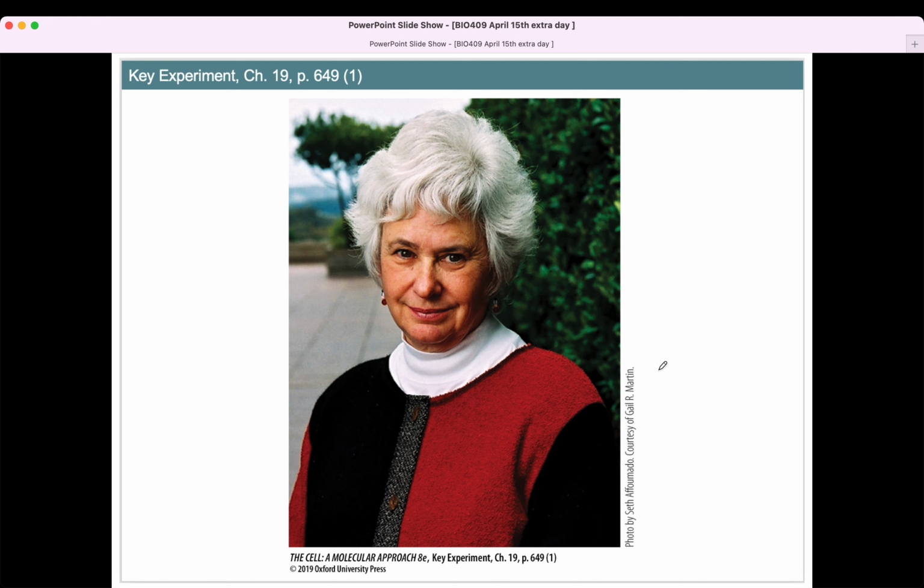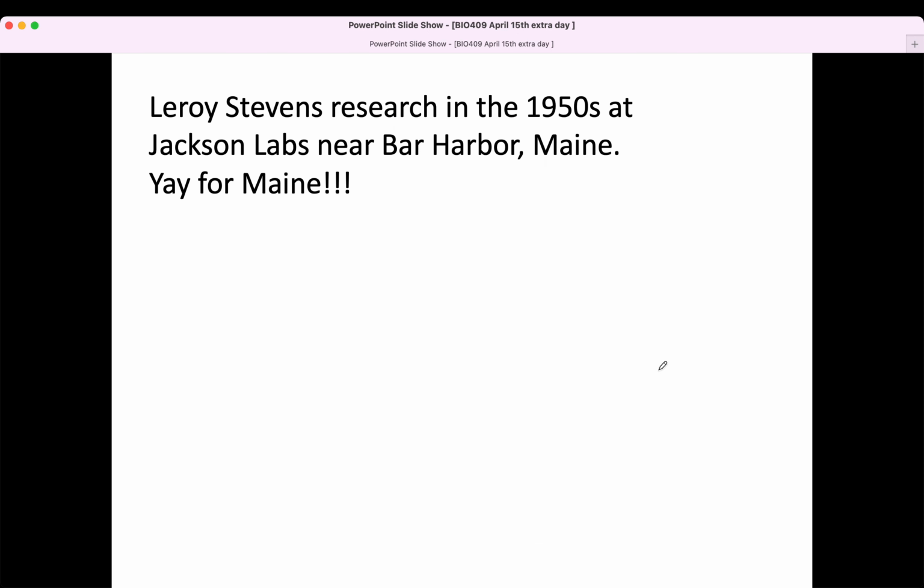This is Gail Martin, who is an early researcher in the field of growing cells in a dish and getting them to differentiate. Another one who was early in this field is, I think, the only really biologist in Maine that would make it into an intro molecular biology textbook, and it's a guy named Leroy Stevens, who worked in Jackson Labs up near Bar Harbor.